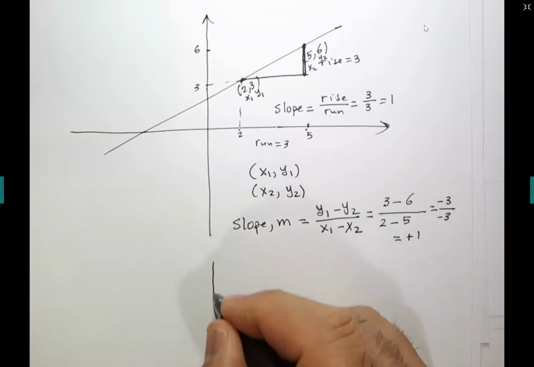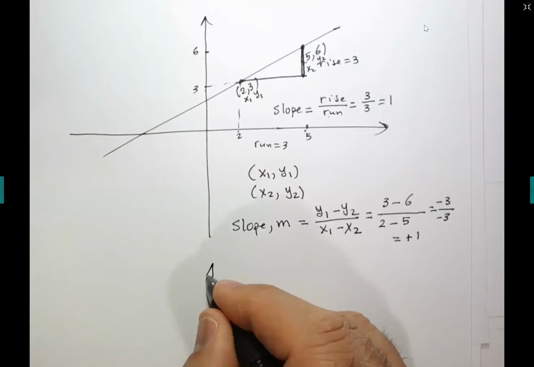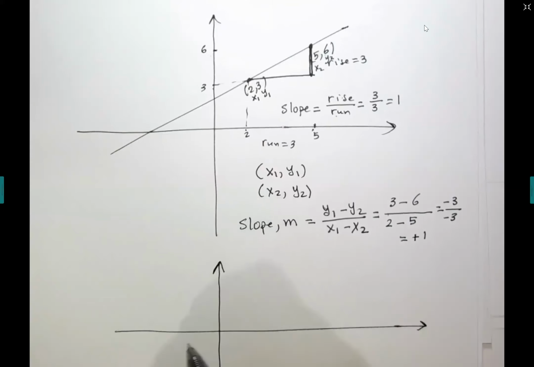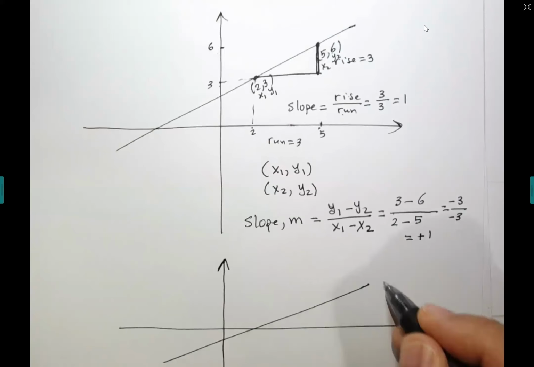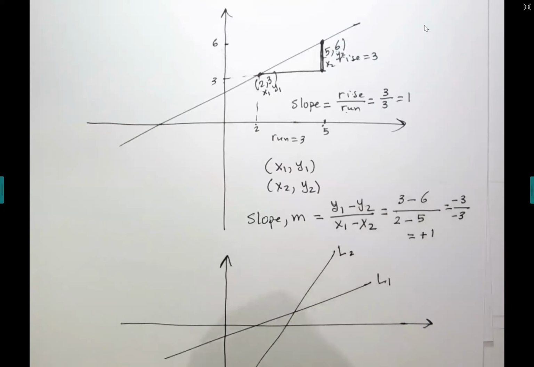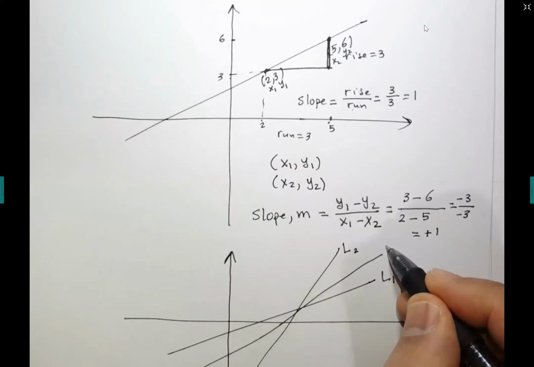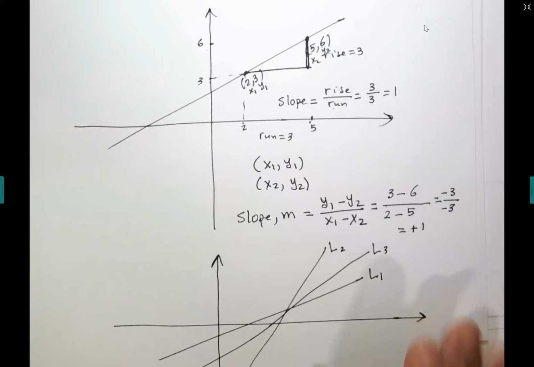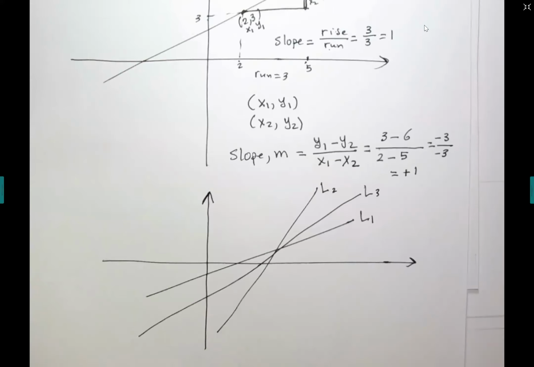Before we wrap this up, I'm going to draw 3 lines, guys, and you're going to tell me which one has the largest slope and which one has the smallest slope. This is line 1. This is line 2. And this is line 3. Let me show you here. All of them have positive slopes, guys. As you can see, they're all pointing up. Which one has the largest slope? Is it L1, L2, or L3?